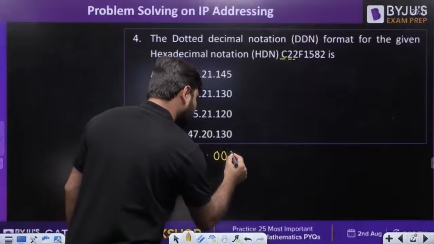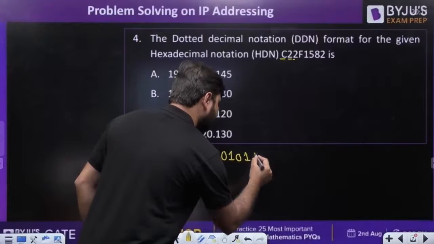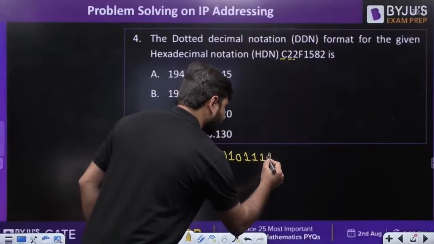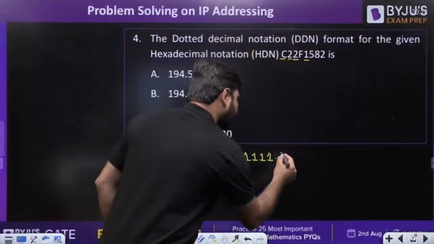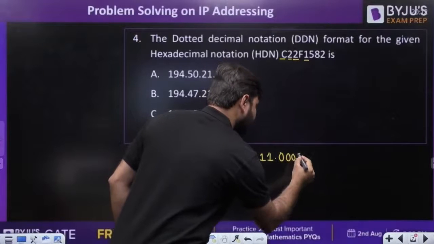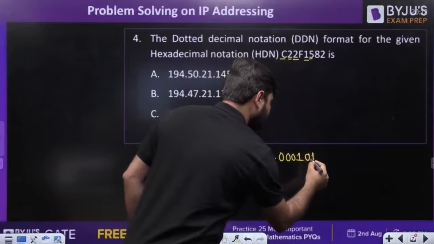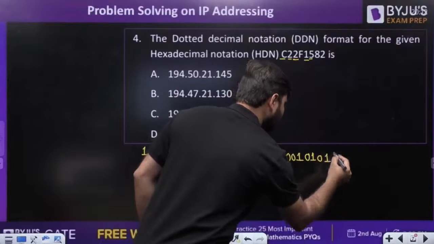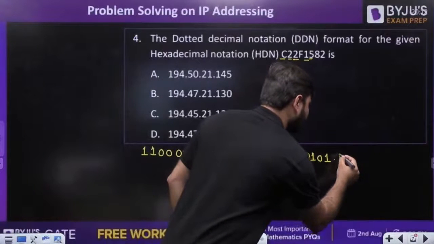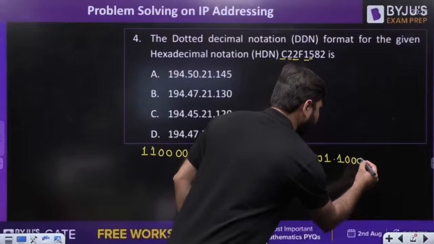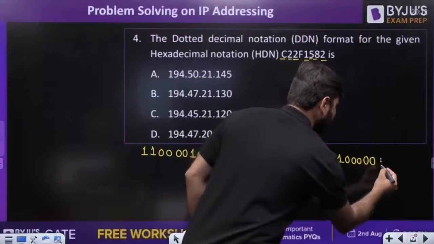0010. Next is F. How can we write F from 4 bits? 1111. Okay. After that, this is 1. How can we write 1 from 4 bits? 0001. Next is 5. How can we write 5 from 4 bits? 0101. Dot, because it is 8-bit dot 8-bit dot 8-bit. Now later 8. How can we write 8 from 4 bits? 1000. How can we write 2? 2 means 4 bits: 0010.